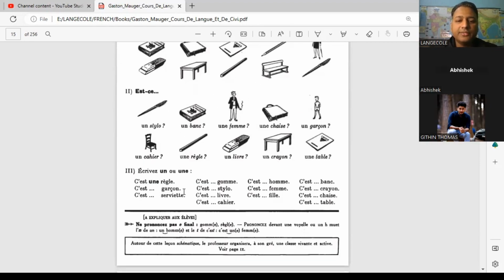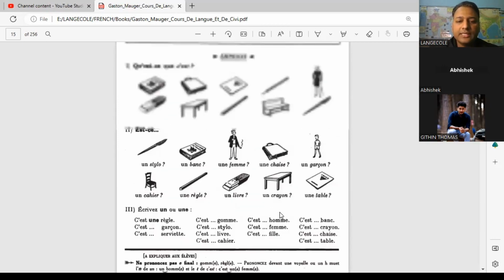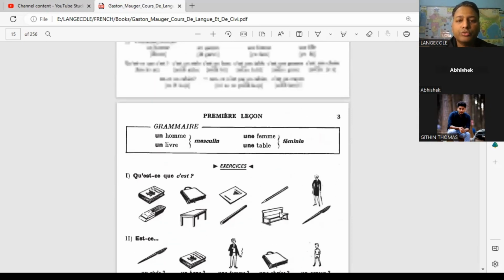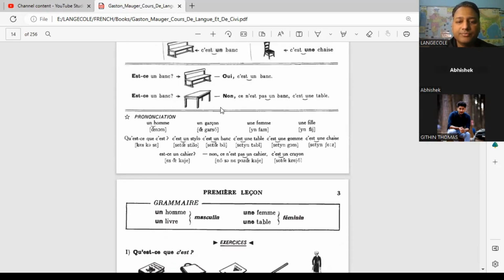Then écrivez un and une, depending on the noun, as you did in the exercise yesterday. Similarly, we'll be doing the exercise with this. So let's do these three exercises, and then we will move further. Do you want to write this structure, the first one? This negative structure? Yes, please write one sentence of this, and then we will move to the exercise part. I'll keep it open for you, and then you can complete this.